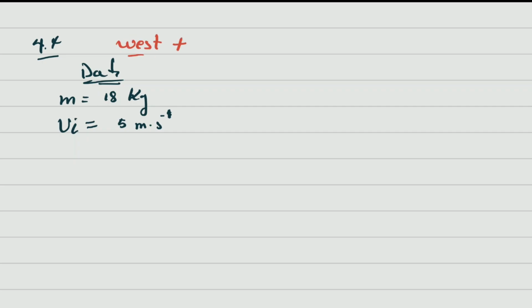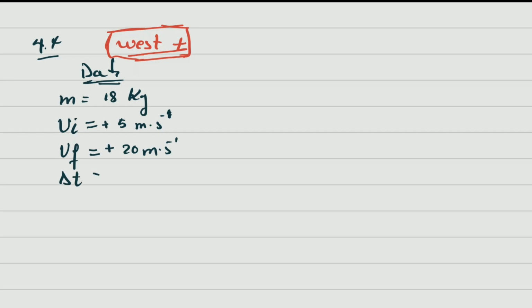Okay, so we are going to write here data. What is the mass of the trolley? It is 18 kilograms. What is the initial velocity of the trolley? That was 5 meters per second west. So we are going to take west as positive. Remember, you are allowed to use any direction as positive. The final velocity of the trolley, we did calculate it just now, and it was 20 meters per second. Everything is to the west, so all this is going to be positive.